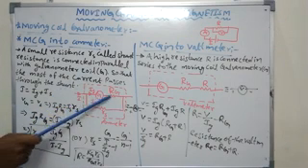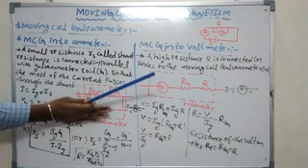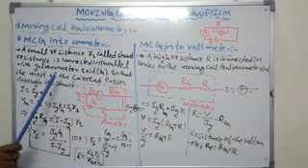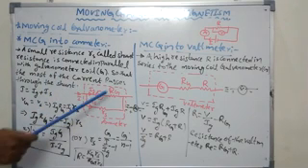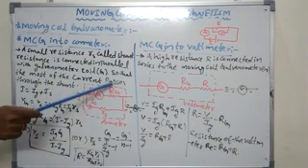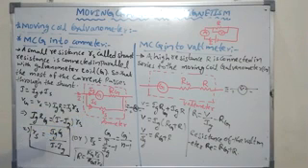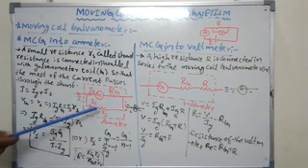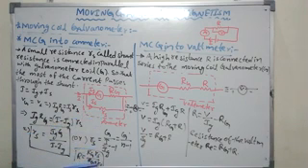The moving coil galvanometer has some resistance, correct? If you place it in the circuit, what happens? We cannot measure the complete current in the circuit, because it has some resistance. We want to decrease this resistance, so you connect a very small resistance in parallel to the resistance of the galvanometer. Then what will happen to the effective resistance? Rg into Rs by Rg plus Rs.